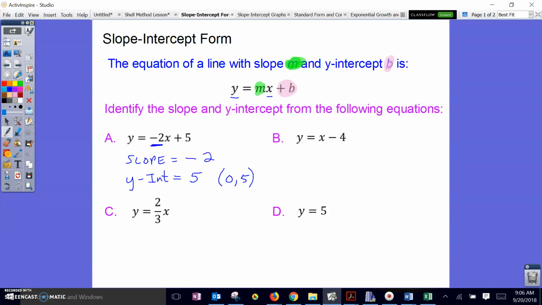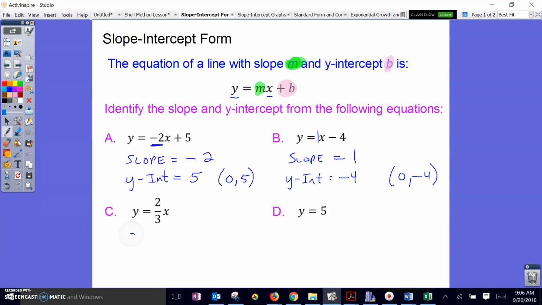Now notice there's no number written in front of the x, which means that there's an implied 1 in front of it. And so that's going to be our slope. And our y-intercept is going to be negative 4, or the point 0, negative 4.